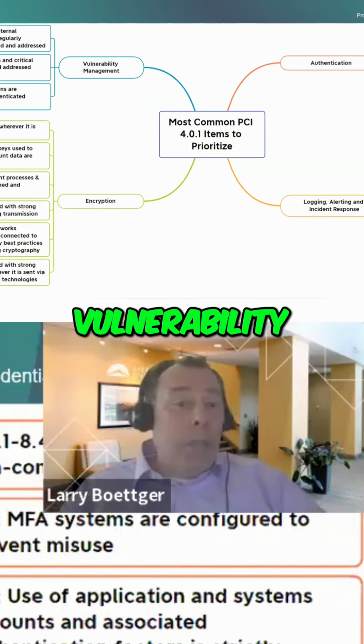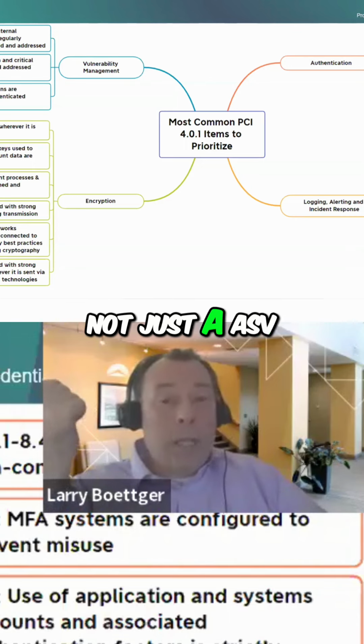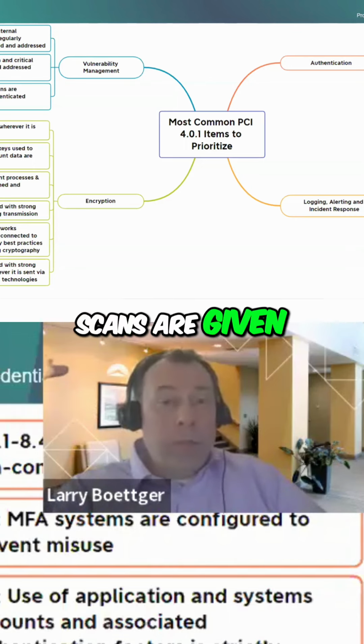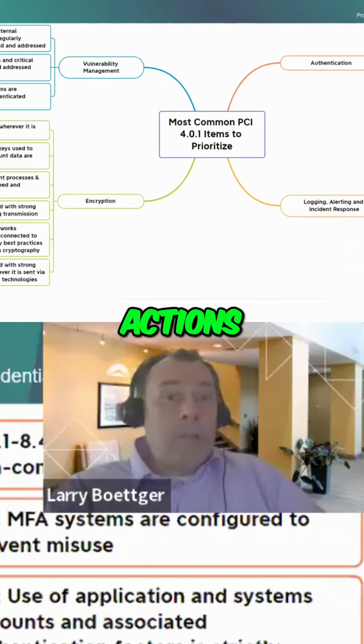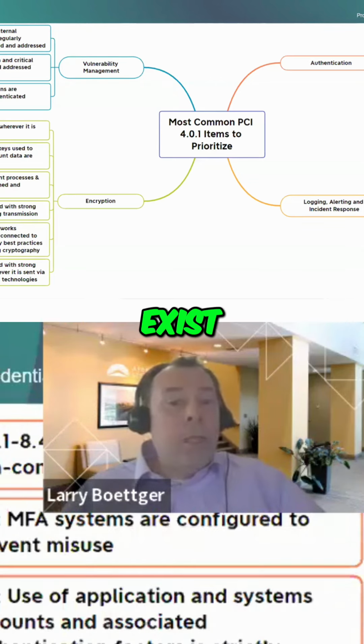So when you're doing vulnerability management, it's not just the ASV or the quarterly internal scans that are given to your assessor, but also any actions taken from those scans would be given to the assessor as well within a ticketing system.